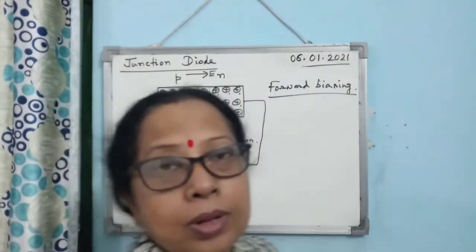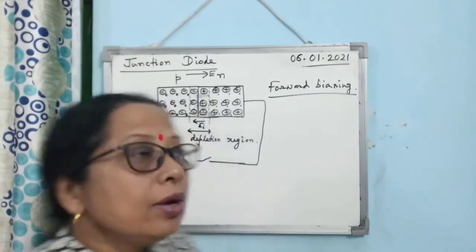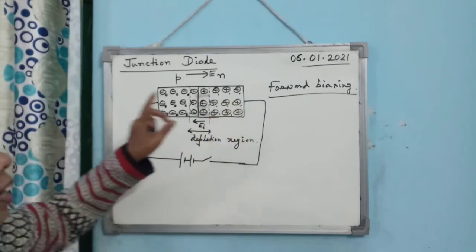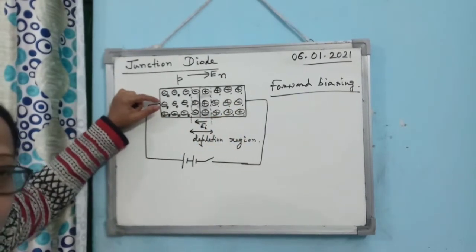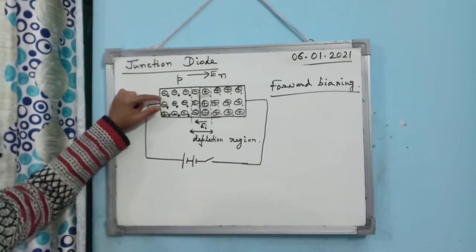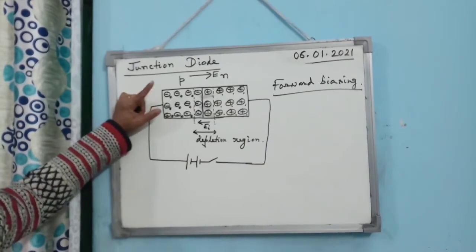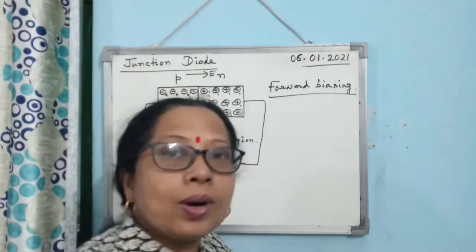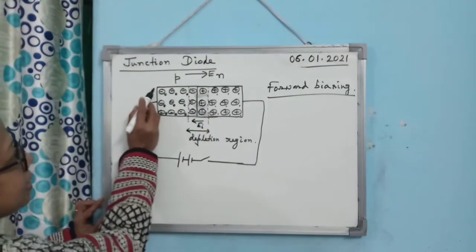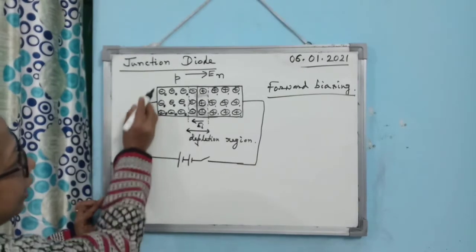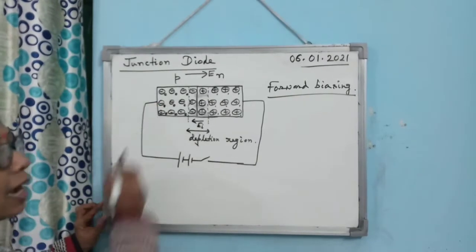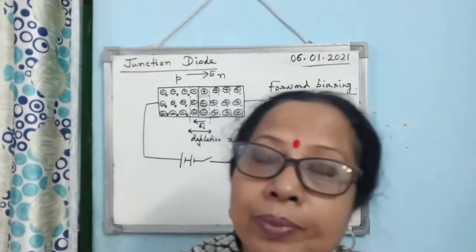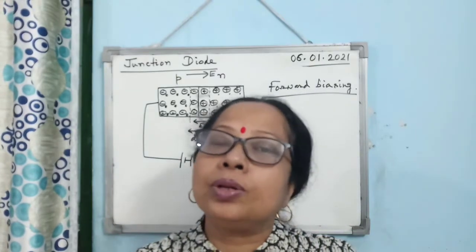Alright, now what will happen? That you have to understand. When the hole moves from the p region to the n region, the concentration of hole in the p region will decrease. Then what will happen? At the end which is near the battery, covalent bonds will break. And when a covalent bond breaks, an electron hole pair will be produced.